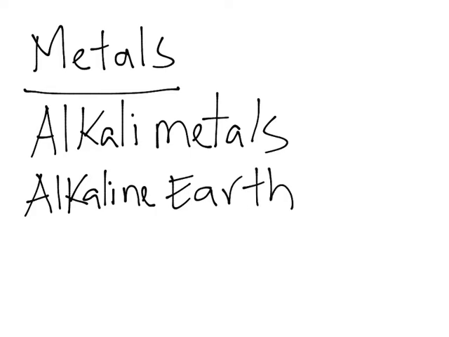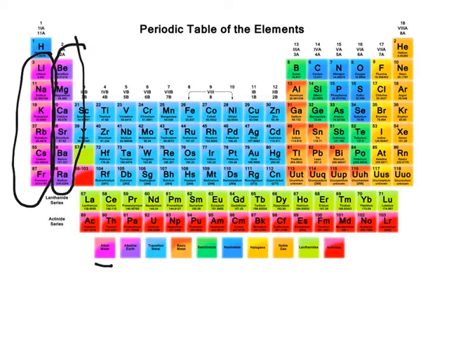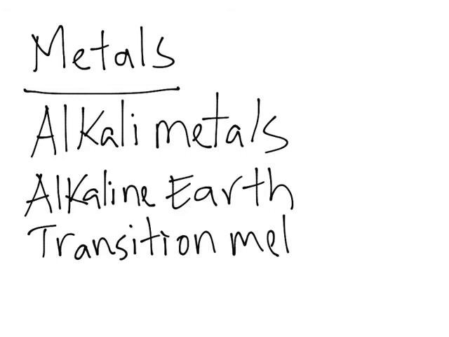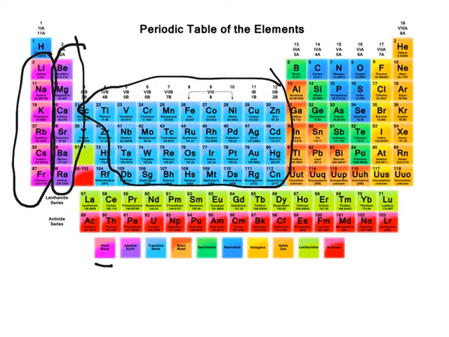Then we have the biggest section of the periodic table, which is what we know as the transition metals. It's this light blue section. So, these are the transition metals, and they usually form ionic compounds with the non-metals. So for now, we have the alkali metals, alkaline earth, and the transition metals.